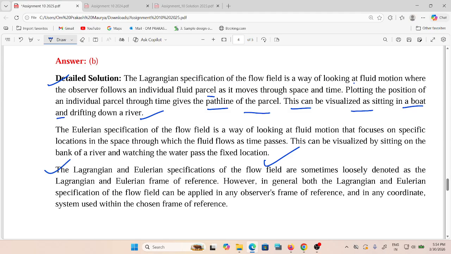The Lagrangian and Eulerian specifications of the flow field are sometimes loosely denoted as the Lagrangian and Eulerian frames of reference. So we can say these things also. However, in general, both the Lagrangian and Eulerian specifications of the flow field can be applied in any observed frame of reference and in any coordinate system used within the chosen frame of reference. So remember please, these are some very basic and technical things.